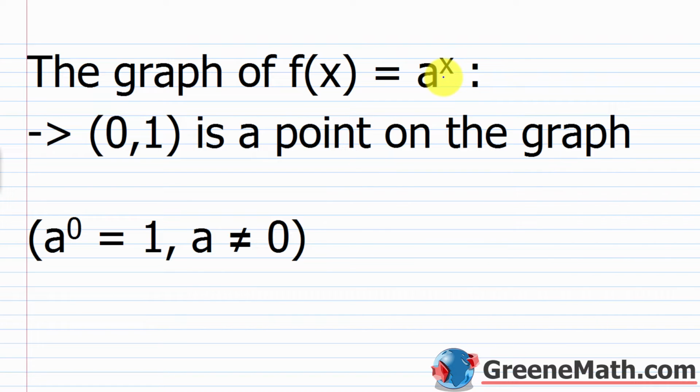So the first thing is that (0, 1) is a point on the graph. Again, this is the x value. This is the y value. So in other words, if I plugged in a 0 for x, a to the power of 0 is going to give me 1, because any non-zero number raised to the power of 0 is going to give me 1. And remember, we restricted a to be greater than 0, and we also restricted a to not be equal to 1. So following those restrictions, we know if we plug in a 0 for x, we would get a 1 as a result for y.